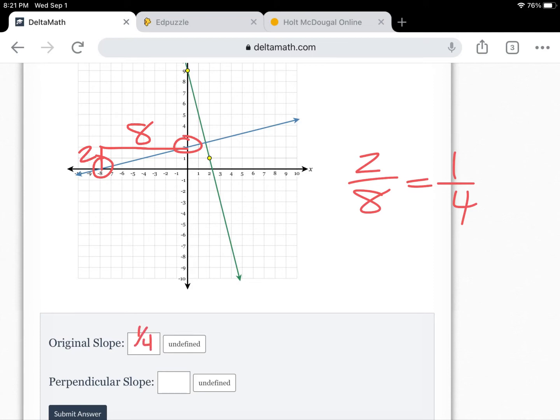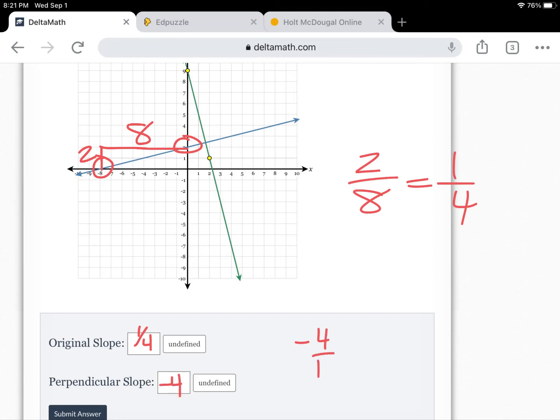Now, what opposite reciprocal means is you change the sign. Opposite means different sign, and reciprocal means you flip it. So the perpendicular slope, if I do that, should be opposite and then reciprocal. So -4 over 1, or just -4.